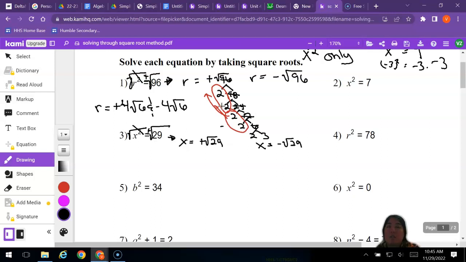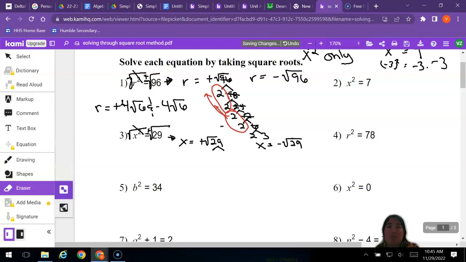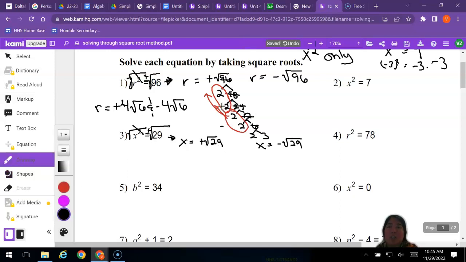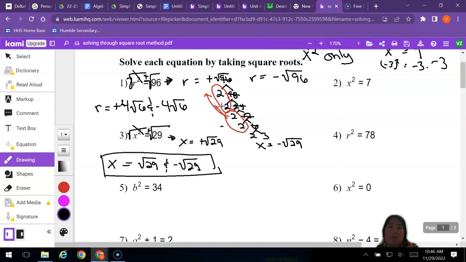All right, try the next one. Can I break down 29? Let me think. No, there's nothing I can do. So since there's nothing else I can break it down with, my final answer is x equals positive square root of 29 and negative square root of 29. Keeping the square roots is really important. Okay? Easy stuff.